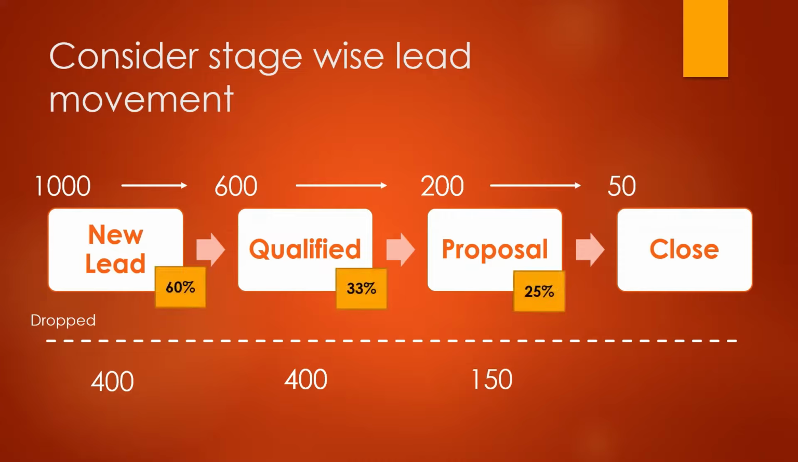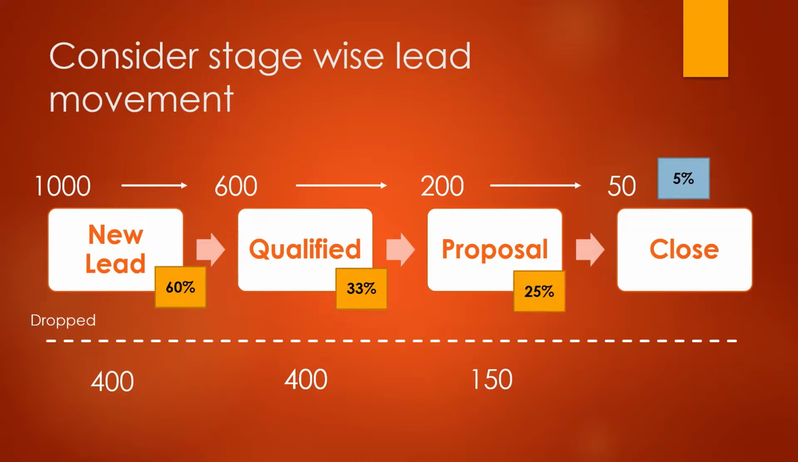So now you look at your stage-wise conversion. Your overall conversion, as we discussed in the example calculation, was 5%. But what is your stage-wise conversion? The conversion in the first stage, moving from contact to qualified, was 60%. From qualified to proposal was 33%. From proposal to closure was 25%.